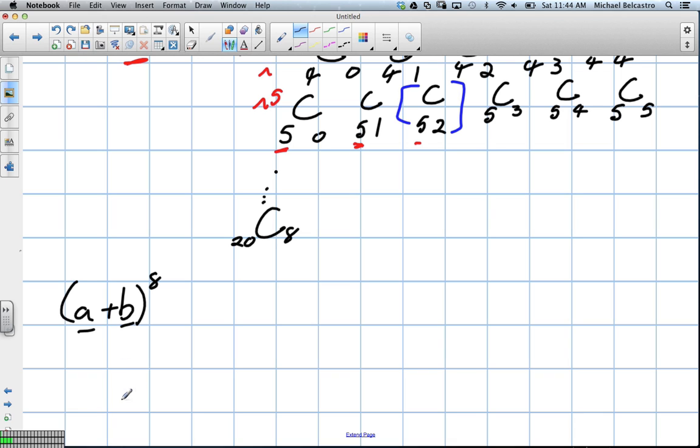Well, our very first exponent is going to be a to the 8 times b to the 0, so we don't put it in. And our combination is just going to be 8C0. It's going to be our first one in the list.